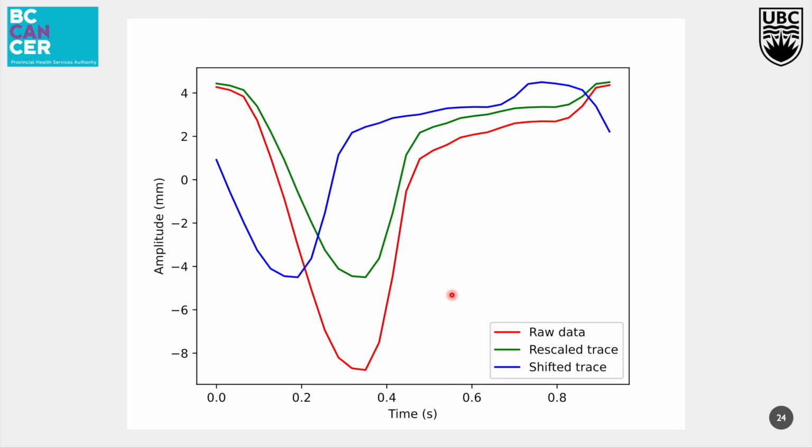Now, this trace was rescaled to the desired peak-to-peak amplitude and vertically shifted to be symmetrical about 0 millimeters. In this case, the peak-to-peak amplitude is 9, so that's what you can see here in green. And then it was finally horizontally shifted such that the trace start was close to 0, which is what you can see here in blue.